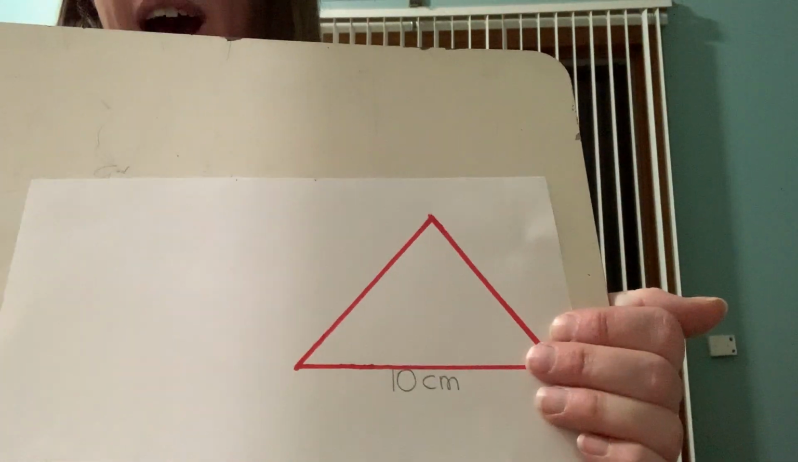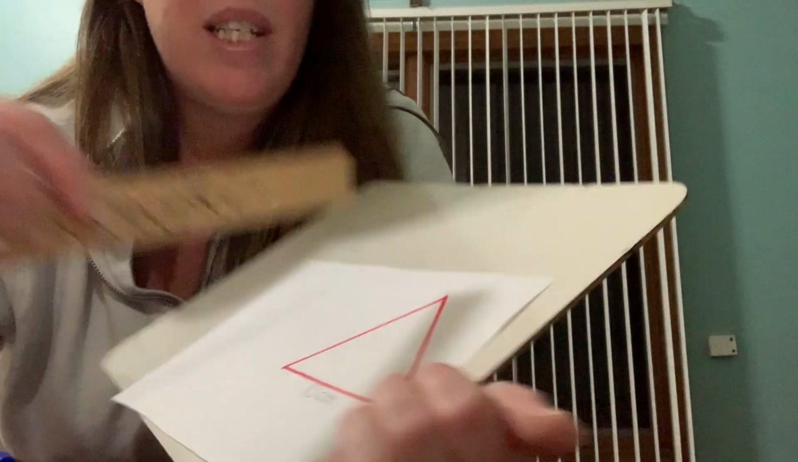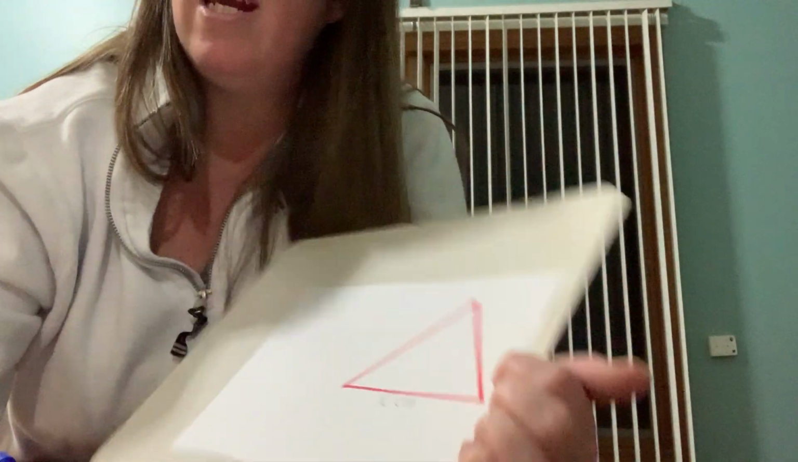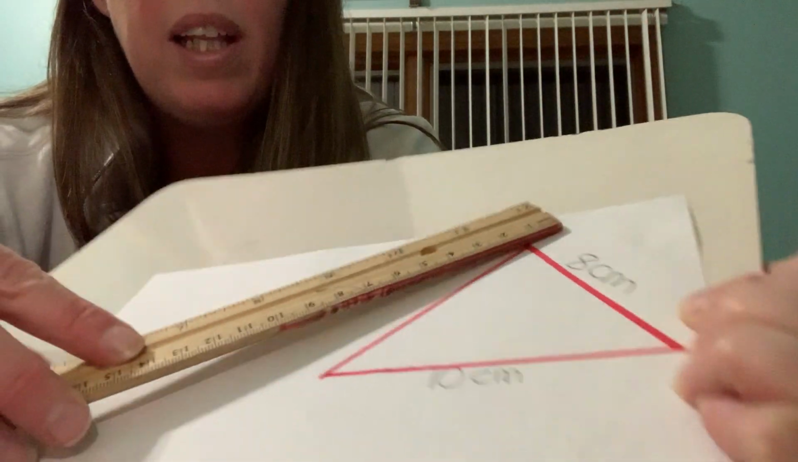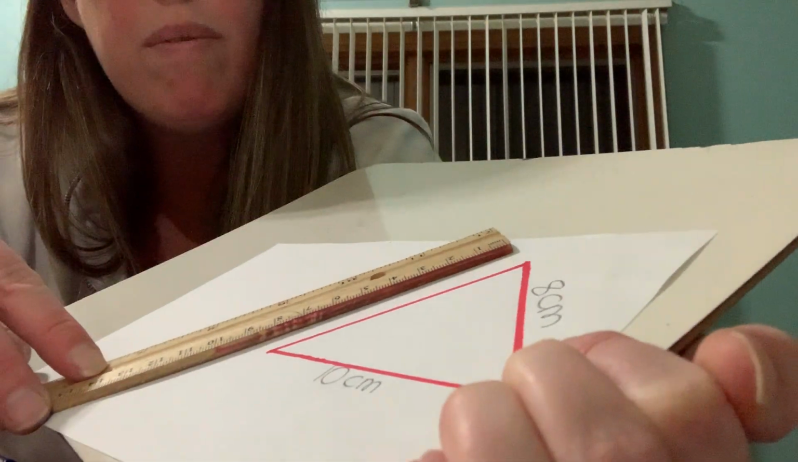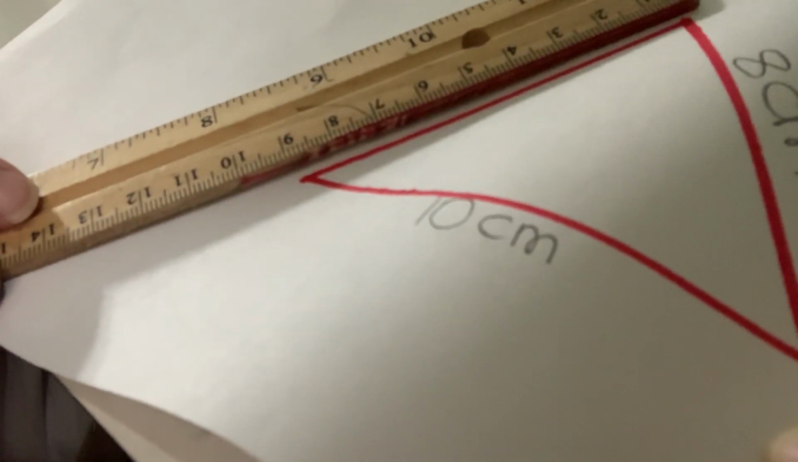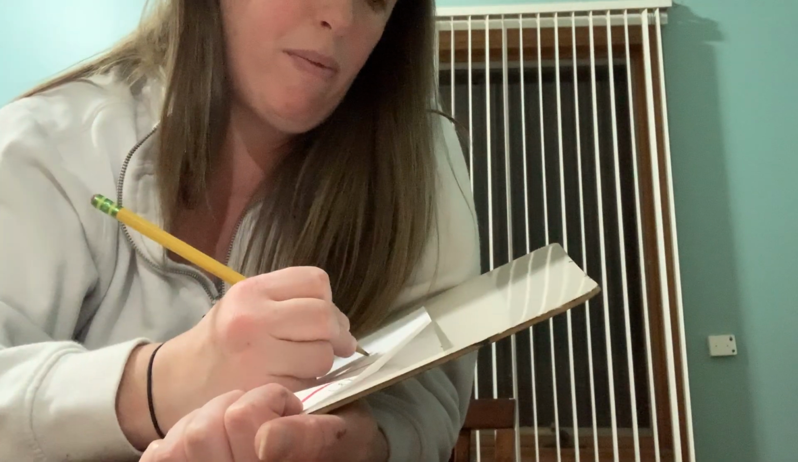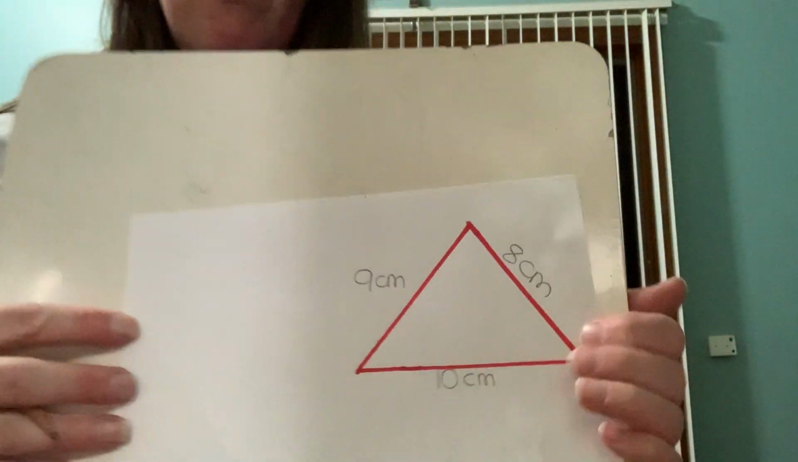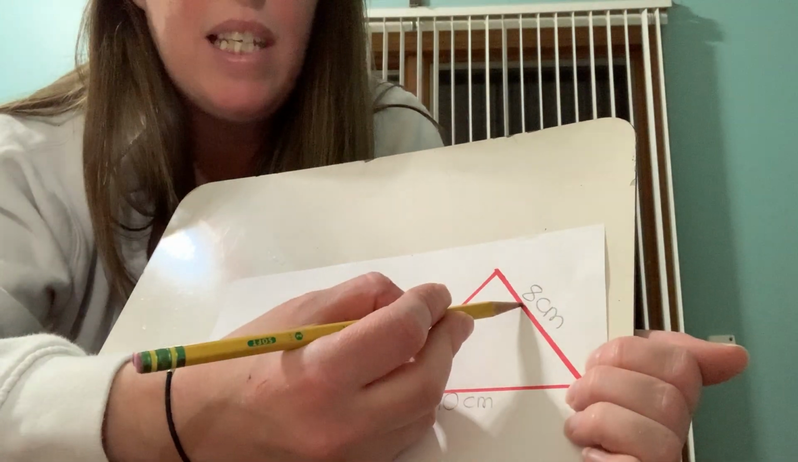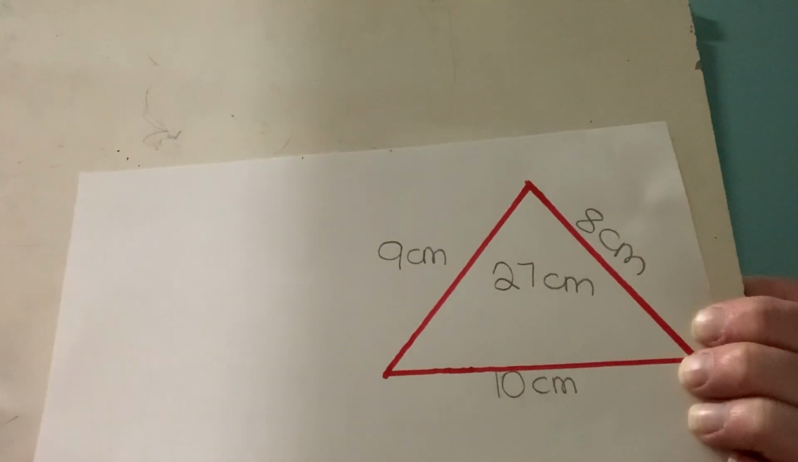And think ahead, this should have 3 measurements since it has 3 sides. Next, I'm going to measure over here, and it's 8 centimeters. And then finally, my last side, I'm sorry if you're not really seeing this, 9 centimeters. So when I add them up, 10 plus 9, 19. 19 plus 8 is 27, and the units, centimeters.